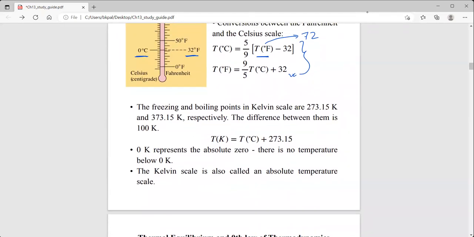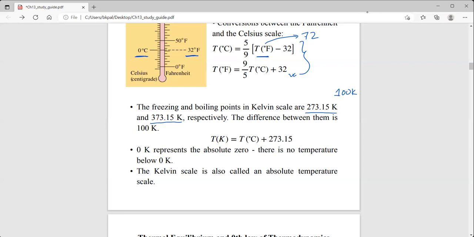Now, Kelvin temperature is not so common normally, but in a laboratory you may see a Kelvin thermometer. Okay. So in Kelvin, the freezing point of water is 273.15 Kelvin, and the boiling point is this, 373.15 Kelvin. Okay, now again you see the difference between the boiling and freezing point is 100 Kelvin, right?